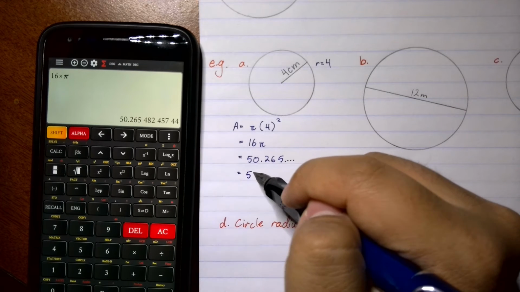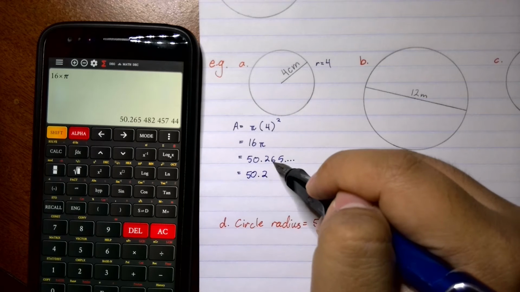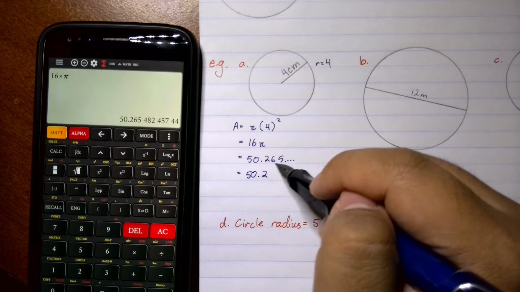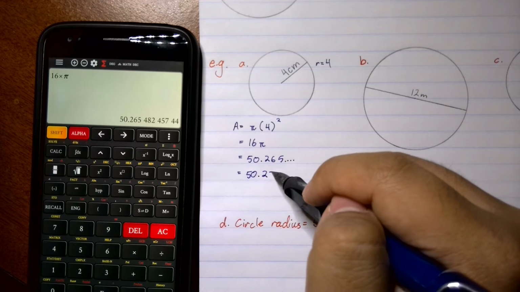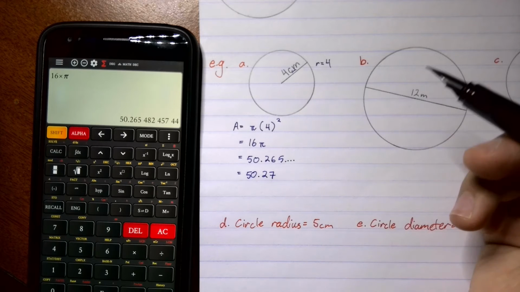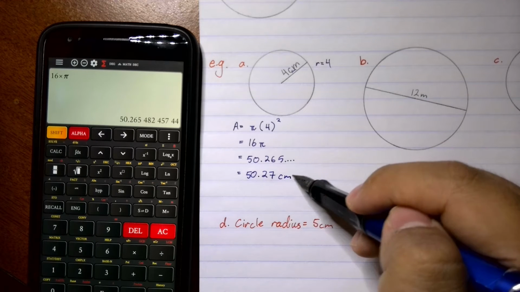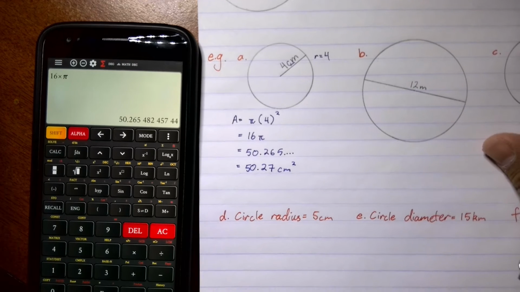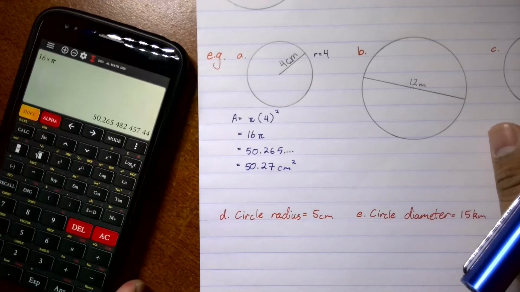So we get 50.26. Well, since the 5 bumps that up to the next number, it becomes 50.27. And since the units are in centimeters, I'll put it in centimeters squared, since we're calculating area. That's just one example I went through pretty extensively.